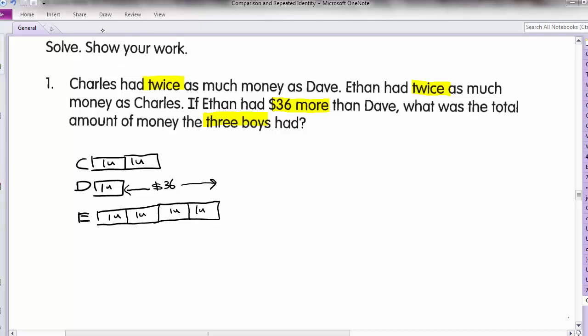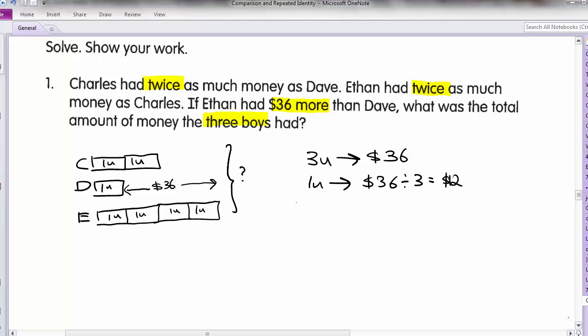Looking at the model, what relationship can you see? How many units are there here? 1, 2, 3. How much do I have here? $36. So which means that 3 units is $36. Hooray! Then I can find 1 unit, which is 36 divided by 3, which gives me 12. I want the total that the boys have, so I want to find all this. All in all, they have 7 units. So 7 units is $12 times 7, and that will give me 84. So they have $84 altogether.